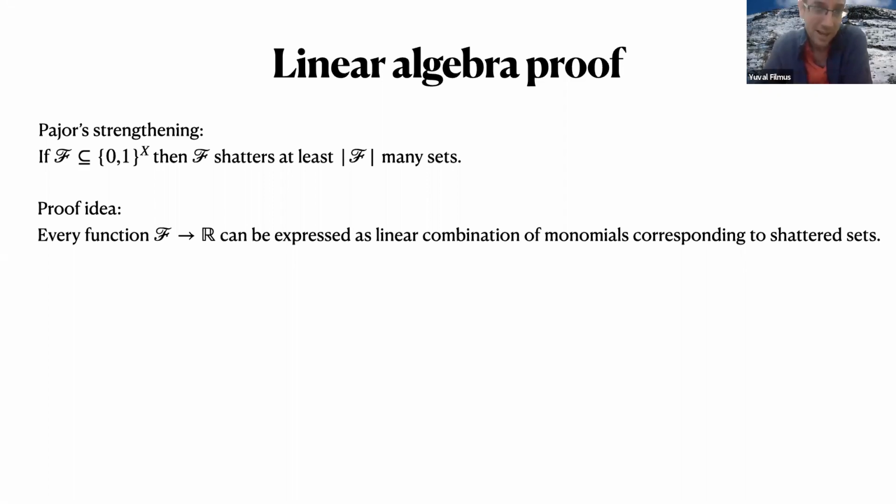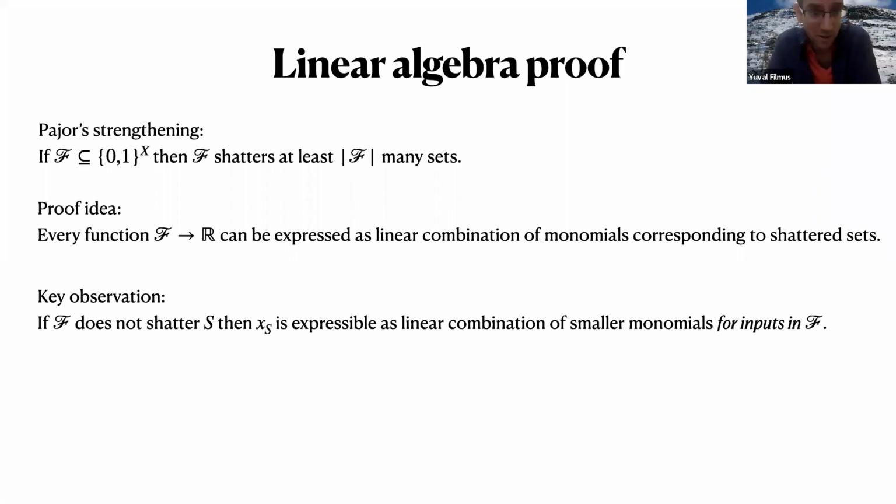So we know that we can represent every function as a linear combination of monomials of arbitrary sets. So what we need to do is get rid of the sets which are not shattered. And how are we going to do it? We're going to show that if our family doesn't shatter some set S, then the corresponding monomial we can express as a linear combination of smaller monomials. This expression won't work for arbitrary sets, but it will work for functions whose domain is F. Now I'll show an example, and hopefully all of this will be crystal clear.